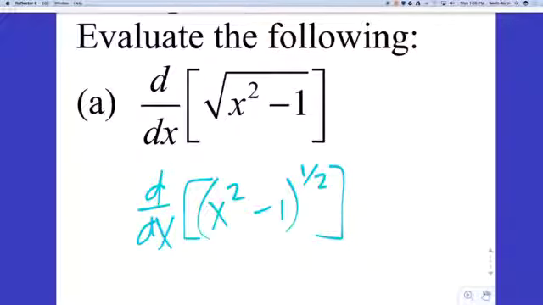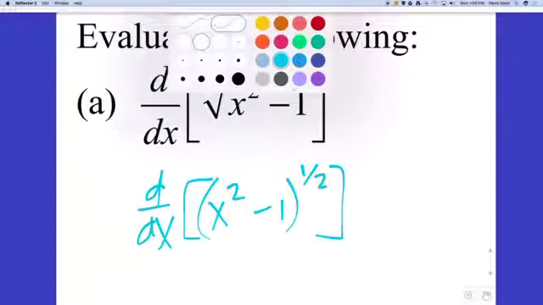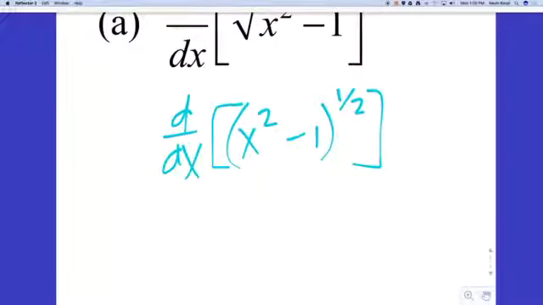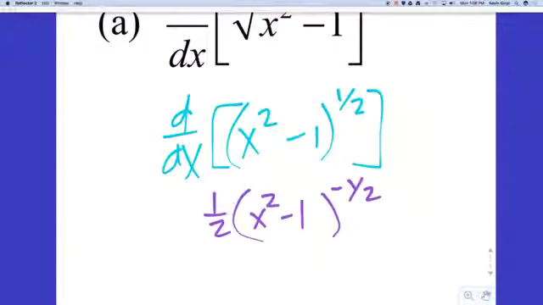You have the outside layer, blob to the 1/2, and the inside layer, blob, which is x squared minus 1. So with 2 layers, you're going to have 2 factors in your derivative. We work from the outside in. What would the derivative of blob to the 1/2 be? By the power rule, 1/2 blob to the negative 1/2. That's the power rule. We don't take the derivative of everything at once. Everything has its own factor. So we just rewrite the blob. 1/2 blob to the negative 1/2.